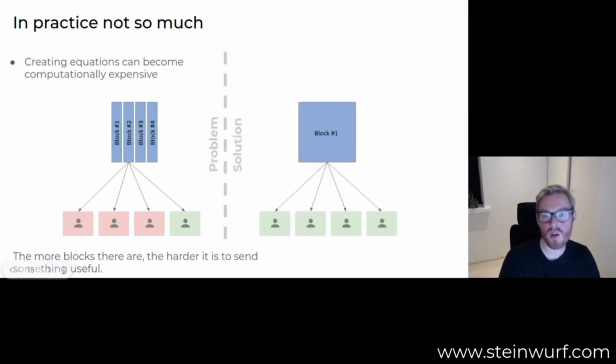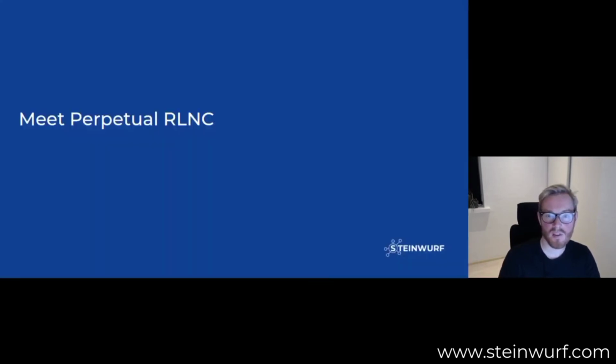So we really want to find a system or a solution where we can have all of our data within a single block, such that when we transmit, it's with a very high probability always useful at all of the receivers. And this is where Perpetual RLNC comes in. So let's take a look at how Perpetual RLNC actually manages to solve this problem and put all of these symbols into a single block, such that we can have the most efficient solution for our OTAcast transmission.